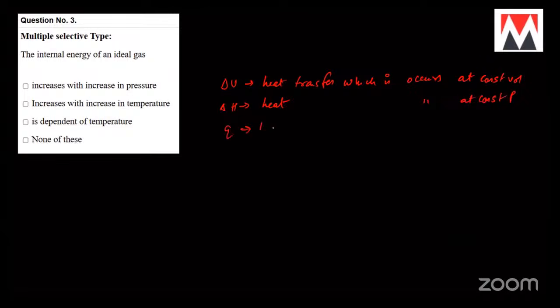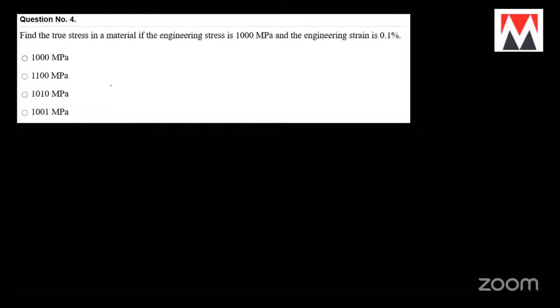So Q is heat transfer which occurs due to difference in temperature. You need to understand these three differences. So delta U and delta H definitely depend on temperature. If you ask me, it depends only on temperature. So it increases with increase in temperature. It is dependent on temperature, not on pressure. Please try this.